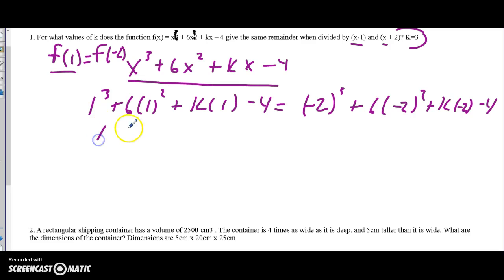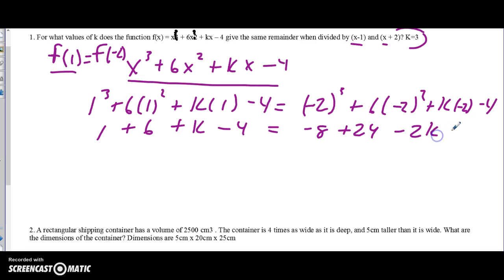Clean this up. That's 1 plus 6 plus k minus 4 is equal to 2 times 2 times 2, negative 8. Be careful with your signs here. 2 times minus 2 is 4, times 6 is plus 24. So the negatives get taken out with the square. This is minus 2k minus 4. So I'll clean both sides up, collect like terms. 7 minus 4 is 3, so k plus 3 on this side.